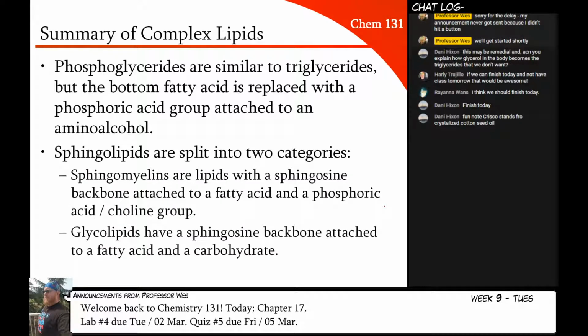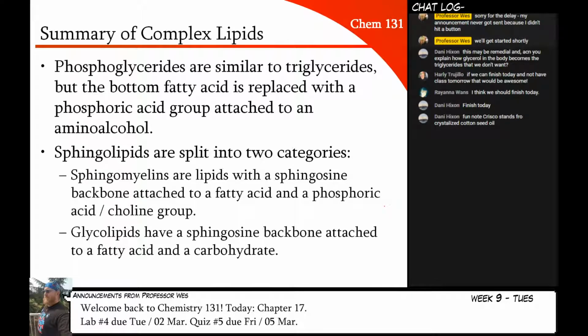And there's our summary. So phosphoglycerides are like triglycerides, except I have a phosphoric acid and an amino alcohol in one of the fatty acids. It says specifically here the bottom fatty acid. I don't know if it is specifically the bottom fatty acid, off the top of my memory. I thought it could be any one that you want because you just flip the molecule around, right? I have to think about that, but anyway.